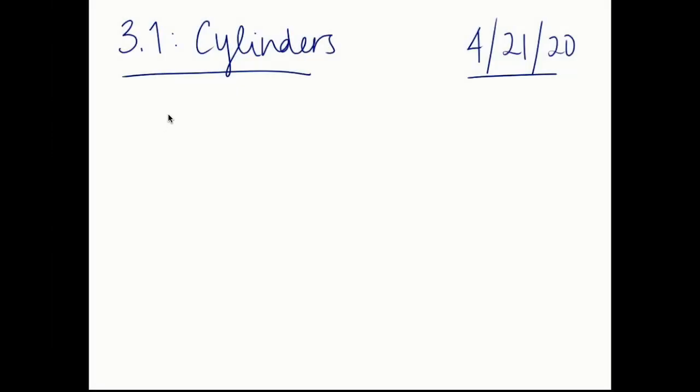Go ahead and title your notes 3.1 Cylinders. The date today is 4/21. So we've all seen a cylinder. It looks something like this. You could draw a little one up here if you want to. Something like that, kind of a circular tube.